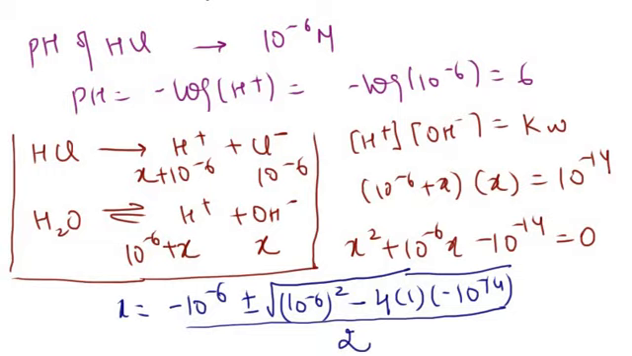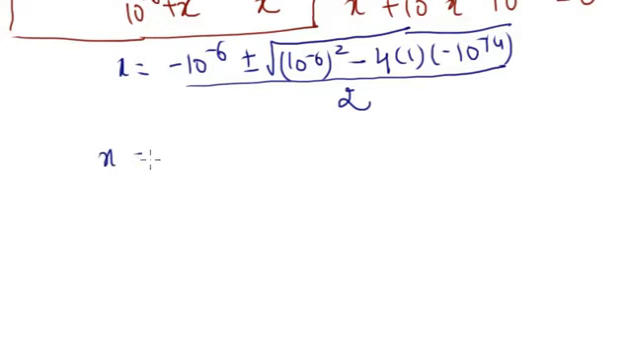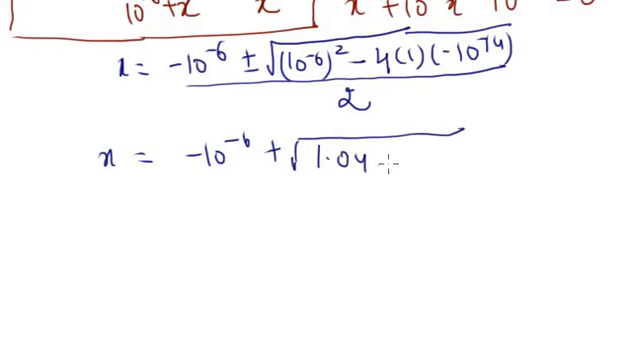So now, moving further, let's solve this. x turns out to be negative of 10^-6 plus or minus... We're going to use plus only, because H+ concentration can't be negative. So we're going to use only plus. It doesn't have two solutions, it has only one solution. If you solve this, it comes out to be 1.04 times 10^-12, and this becomes positive, 0.04 times 10^-12. If you take the common factor, it will be 1.04 times 10^-12.